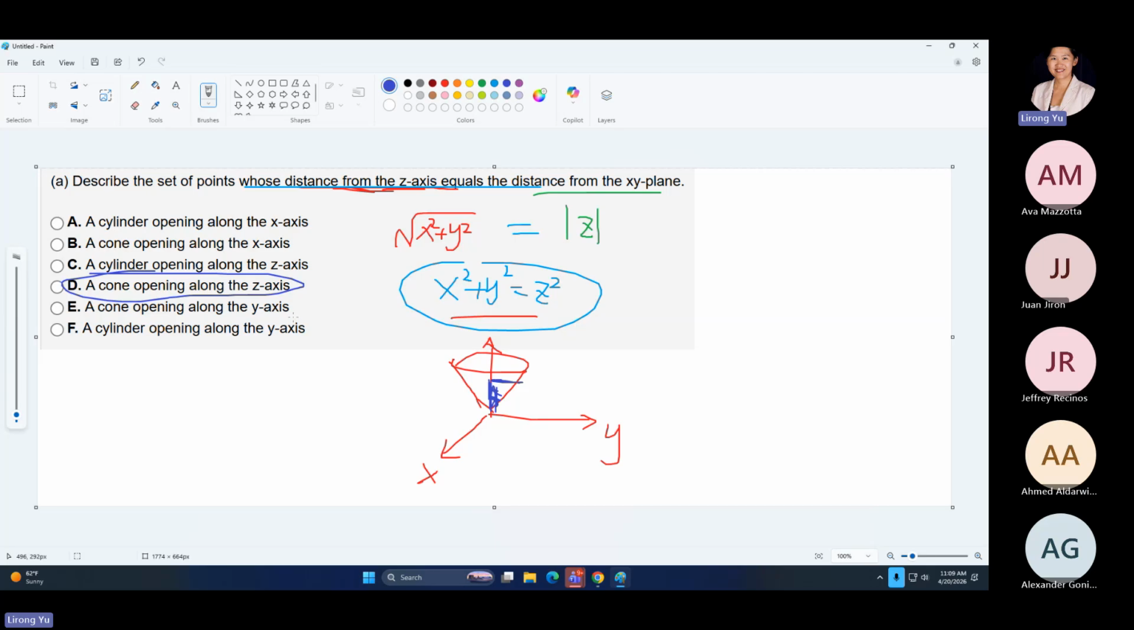So it would be D. Hope I didn't make it actually complicated. Are we okay? This is that one, and you can see the other scenario. It could be a cone opening.